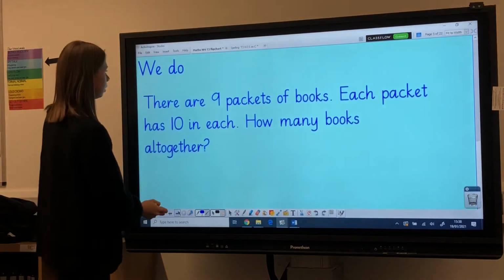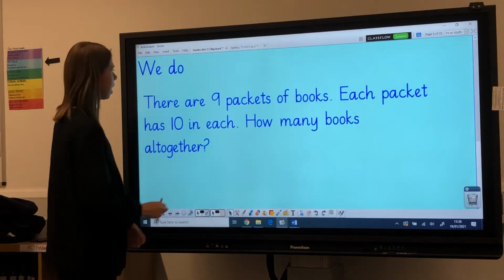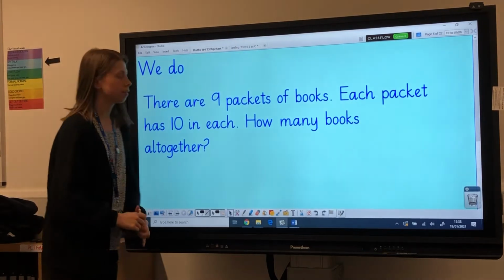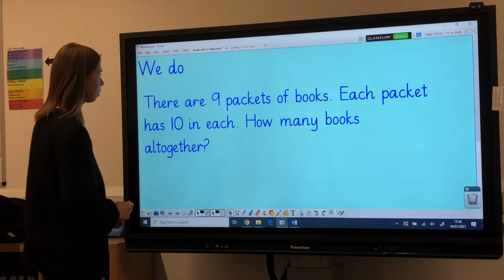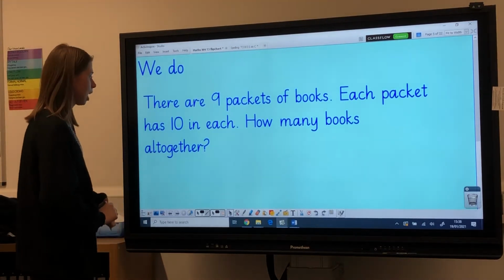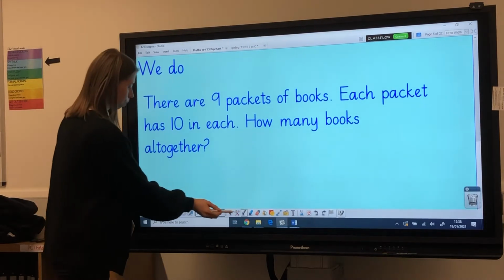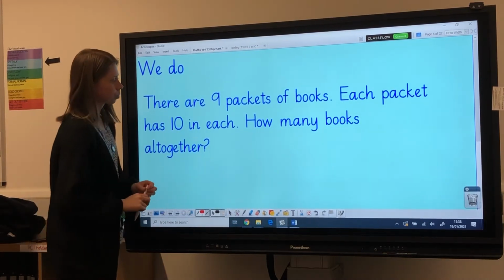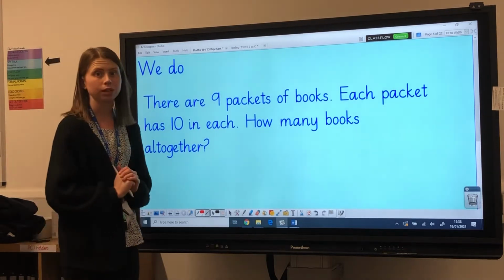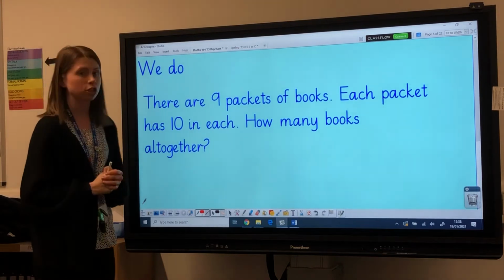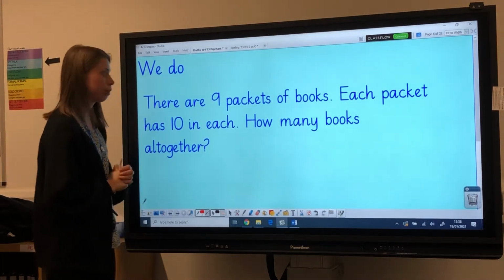Okay, now we're going to have a go at a word problem now, because we did this toward the end of last week with the 2 and the 5 times table. So there are 9 packets of books. Each packet has 10 in each. How many books are there all together? Now I'm going to change my colour. Now, for word problems, it's really important that we underline the key information so we know what we need to do, and especially the numbers, and it's going to tell us what we need to do with those numbers.